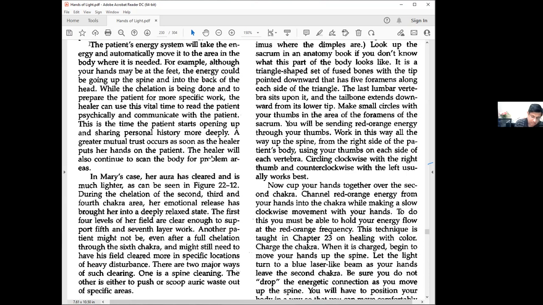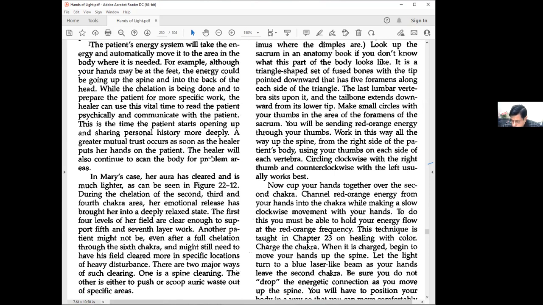The patient's energy system will take the energy and automatically move it to the area in the body where it is needed. For example, although your hands may be at the feet, the energy could be going up the spine and into the back of the head.